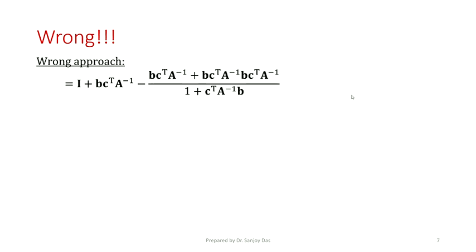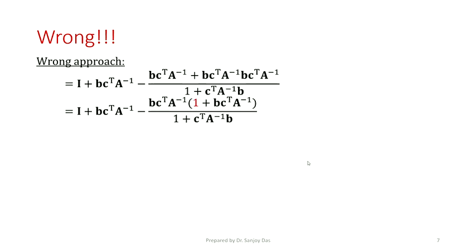So suppose you do it like this. I take BC transpose A inverse out common on both sides, and you write a 1 here. First of all, numerator and denominators are not the same, but now this 1, is it correct?